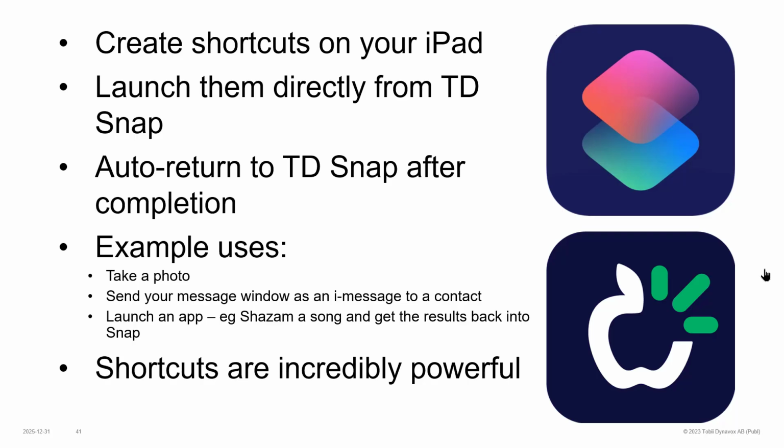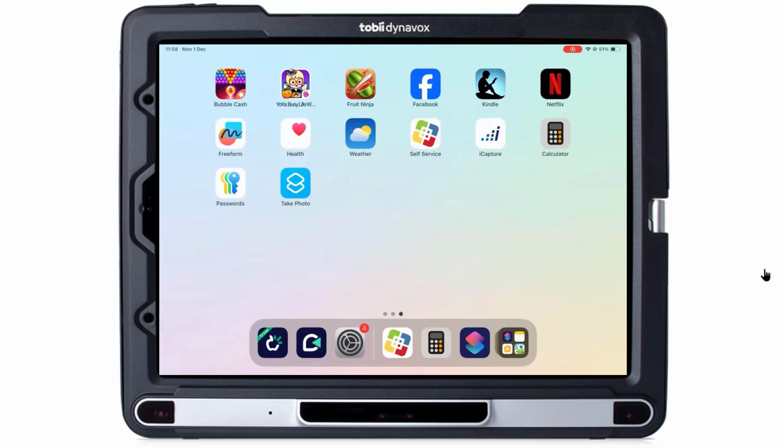So you launch the shortcuts directly from TD Snap and it auto returns, if you set it up correctly, to TD Snap after completion. As I say, shortcuts are incredibly powerful, and some simple examples are being able to take a photo or maybe send your message window as an iMessage to a particular contact. You can also launch various apps like Shazamming a song and getting the results back into TD Snap. What shortcuts can do is just limited by your imagination and your skills with creating the shortcuts. So let's have a look at some of those shortcuts in action.